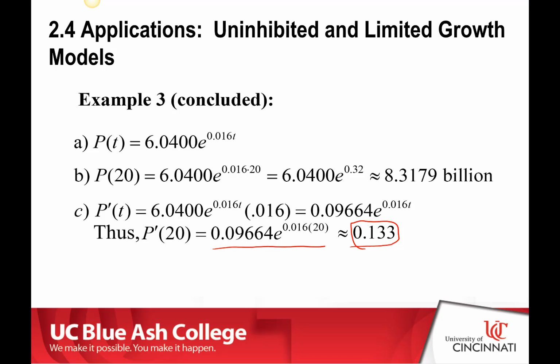Okay. Does that make sense? And be careful, because part B, which is P evaluated at 20, is 8.3 billion. What's that telling you? That's how many people are expected to have around in 2020. Is that on target, high, or low? It's high. Yeah.